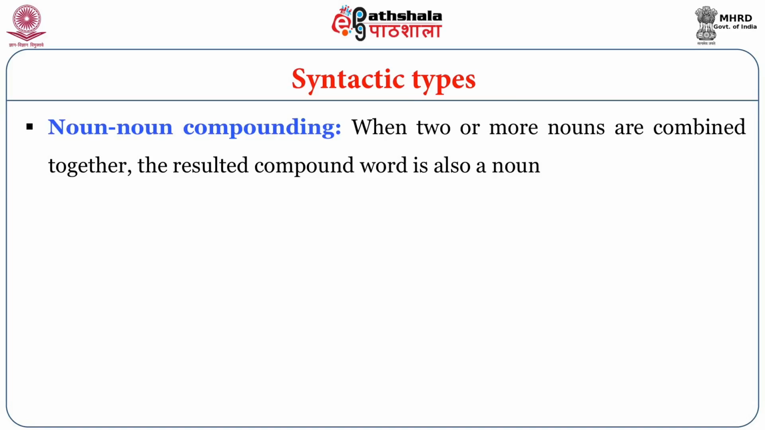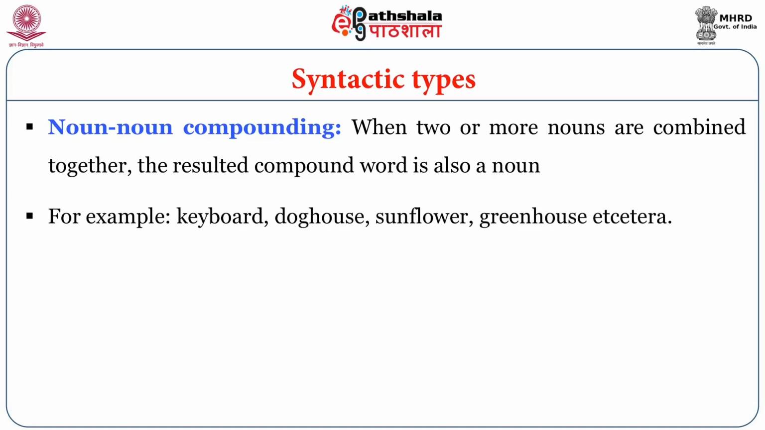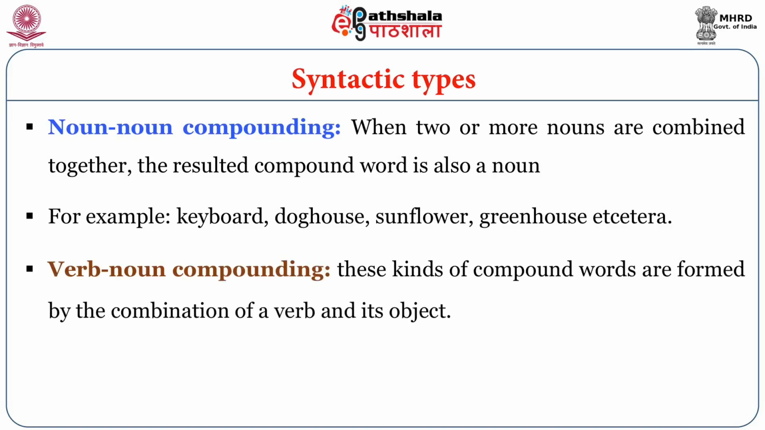Noun compounding means when two or more nouns are combined together, the resulting compound word is also a noun. So a noun is compounding and the result we are getting is also a noun. How? Like keyboard. It is a noun, keyboard, and what we get again is a noun, keyboard. Doghouse, sunflower, greenhouse, etc. But it is not so in the case of verb-noun compounding.